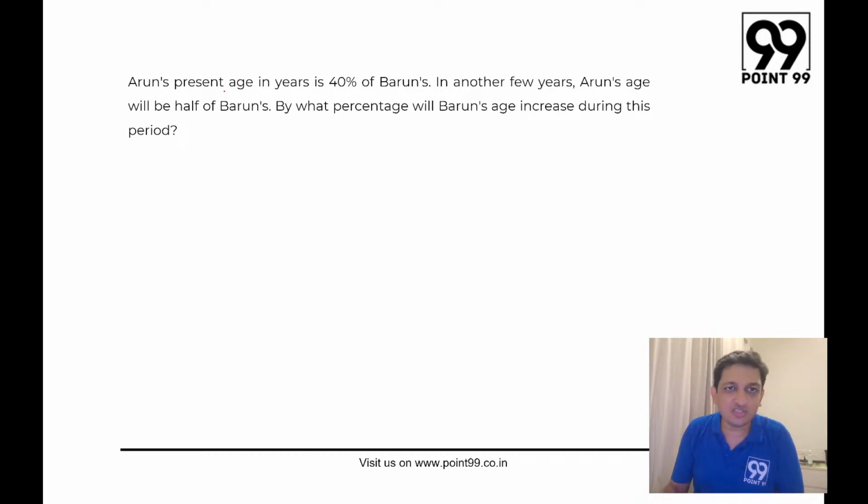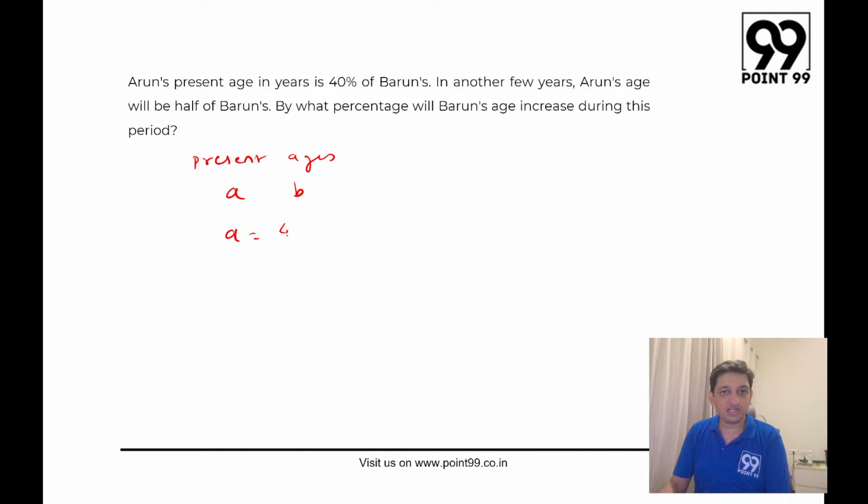So let's say Arun's present age in years is 40% of Barun's age in years. One way of doing it is to assume Arun's age as A and Barun's age as B. So the present ages are, let's say, A and B. Now, what do we know because of this? We know that Arun's present age in years is 40% of Barun's.